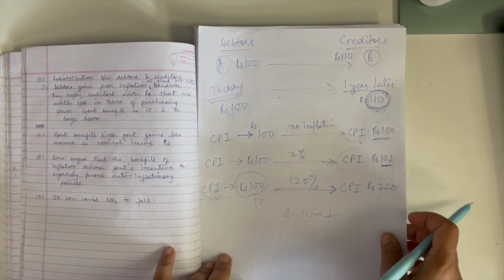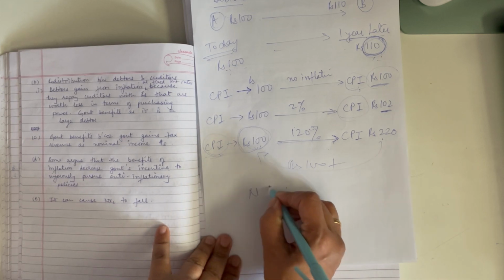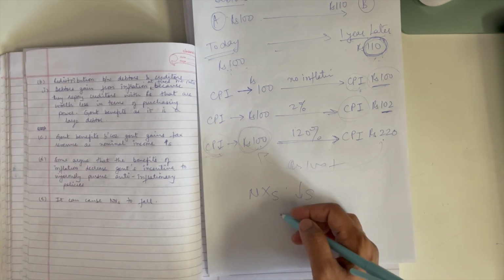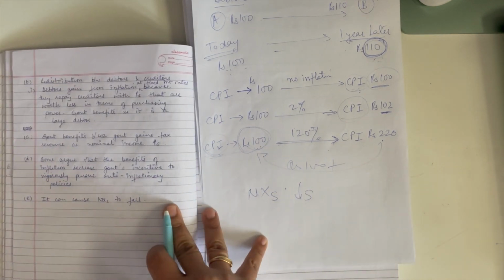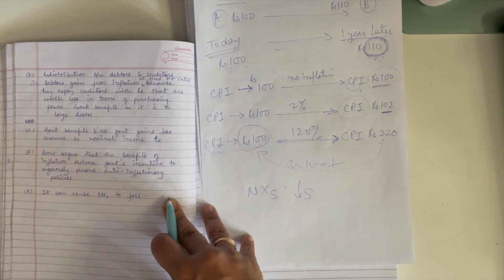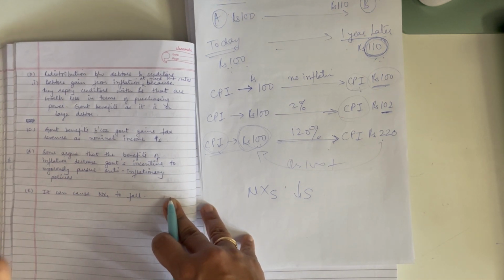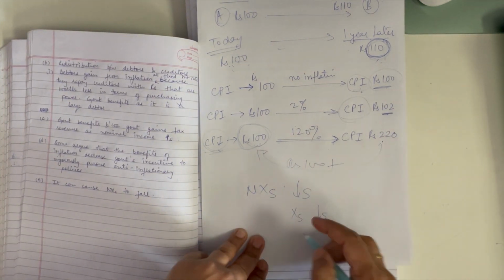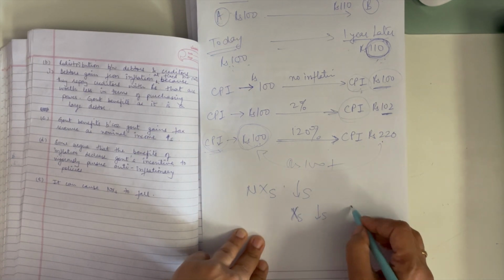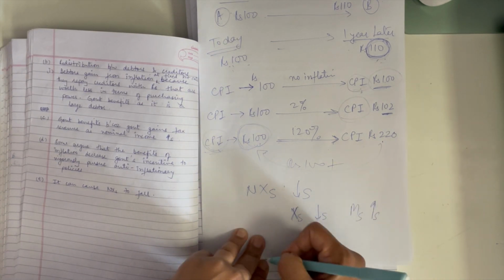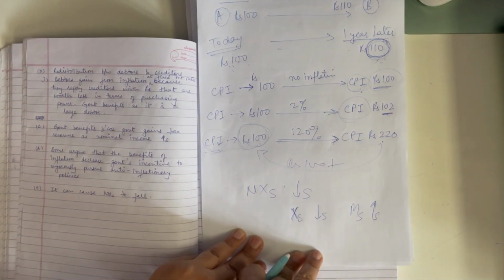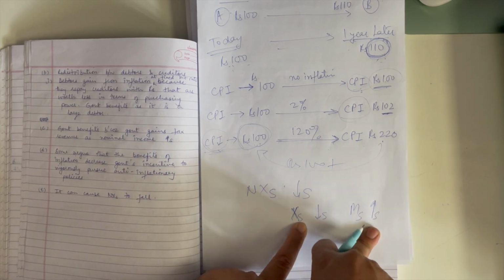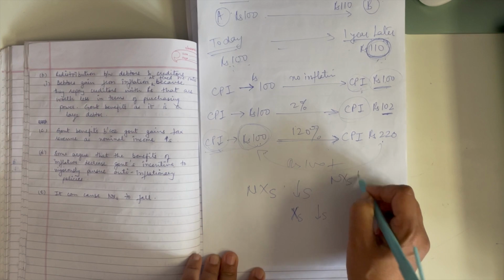Another cost of unanticipated inflation is that your net exports fall. How? When the prices in the domestic economy go up, our exports become expensive, so the demand for exports goes down. And we start importing more, because relatively we would be getting cheaper goods from abroad. So exports go down and imports increase, and so our net exports go down.